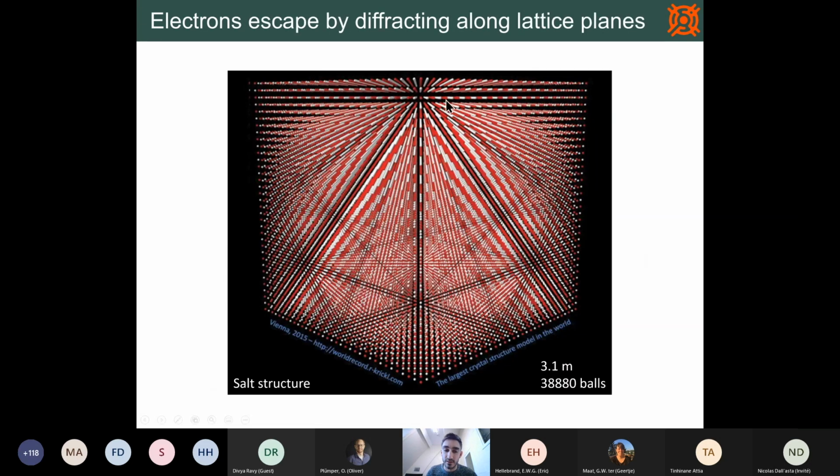The way this works is, this is a great image that I often go to in these kind of talks. This is actually the world record for the world's largest ball and stick model of a crystal structure. This is the salt structure somewhere in Vienna. It's 3 meters across and about 40,000 balls and sticks. And you can imagine that if there were electrons being emitted out of this crystal, coming from the center of this ball and stick model, we're going to receive more of the electrons that are being channeled out along these particular lattice planes that basically we're looking directly along. So these are going to give us the bands in that diffraction pattern.